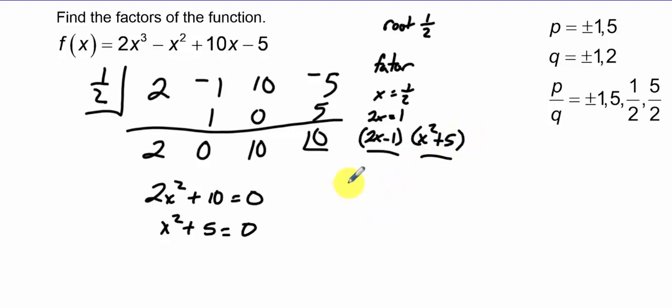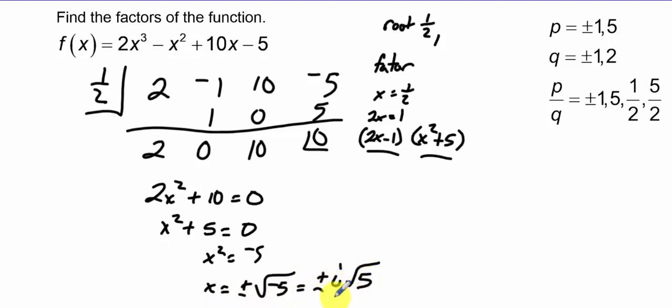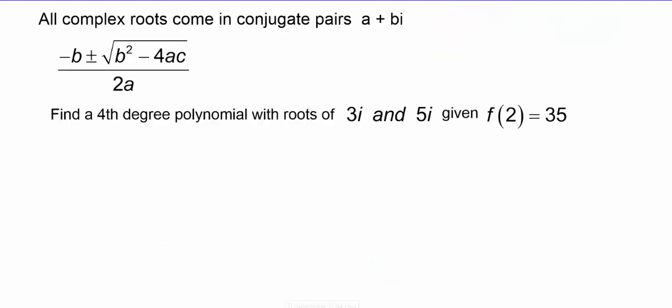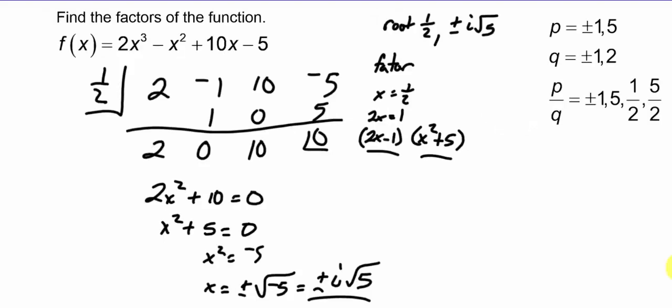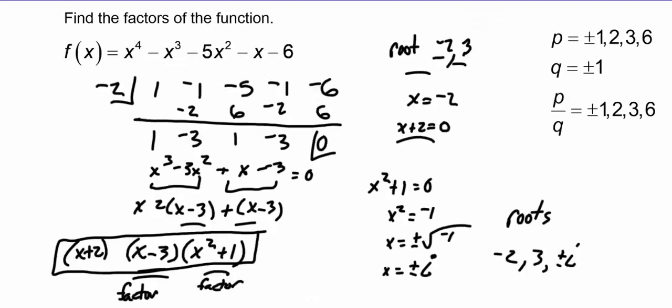But if I wanted to find the roots, and some of the problems you'll have tonight will ask you to find the roots, then I solve this, getting x squared equals negative 5, x equals plus or minus the square root of negative 5, or plus or minus i root 5. And that will be the other set of roots. So one thing you'll notice is that any set of complex roots I have come in conjugate pairs. Let's go back to the previous example. I get plus or minus i root 5. I think in the first example, if I'm not mistaken, I have plus or minus i.